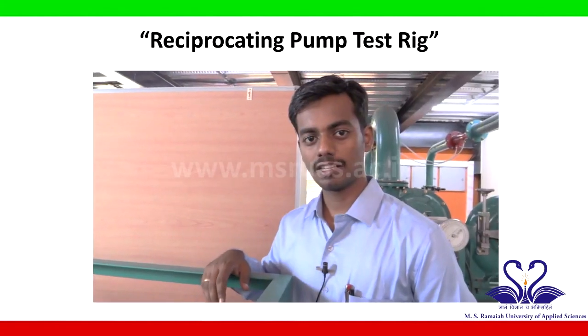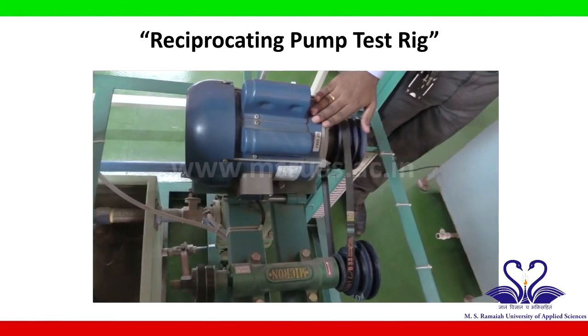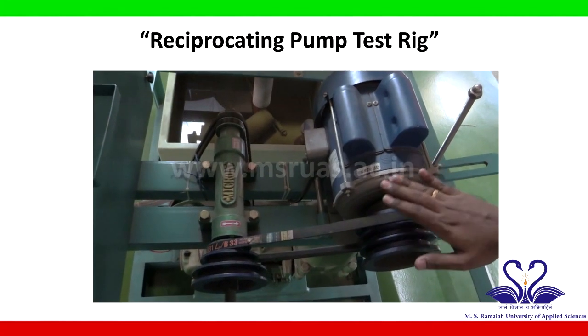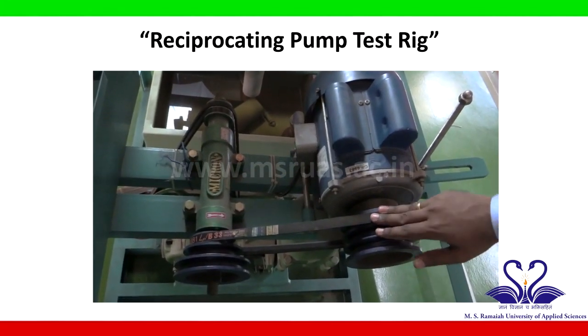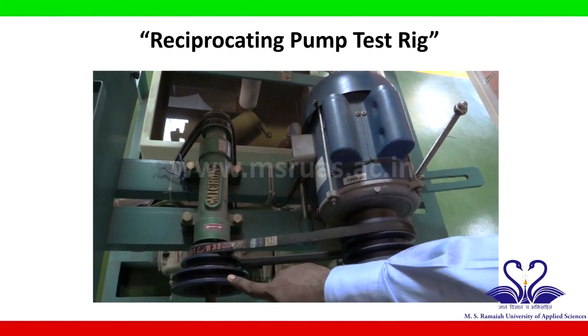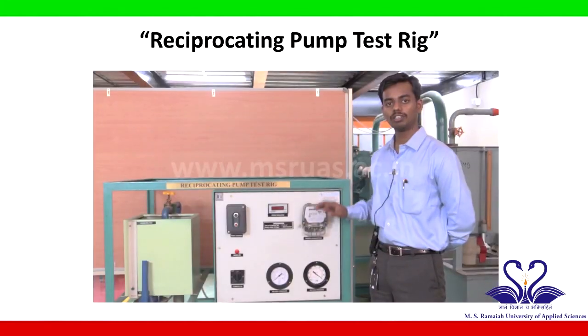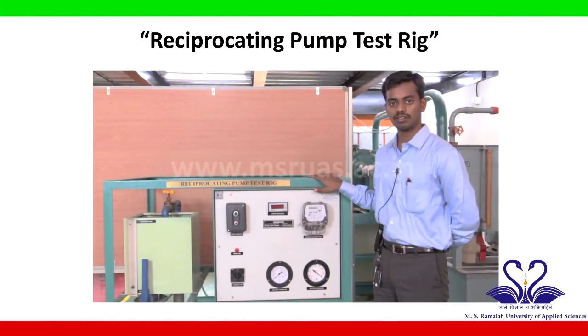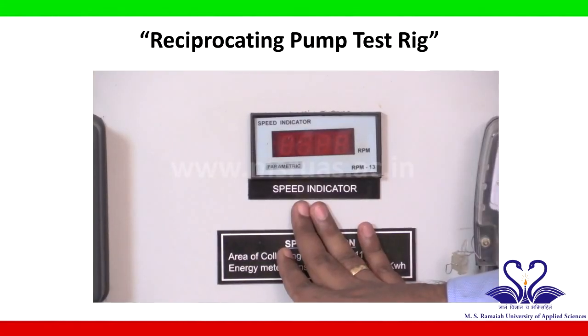The pump is being driven by an electric motor, also fitted with a V-belt drive. We have a stepped cone pulley arrangement in order to change the speeds of the pump. On the panel of the test rig, we have a speed indicator which indicates the speed of the shaft of the pump.